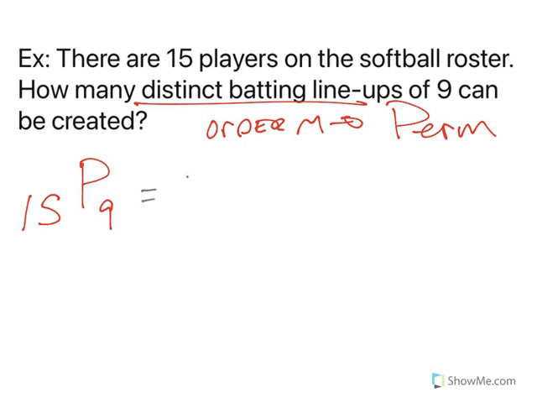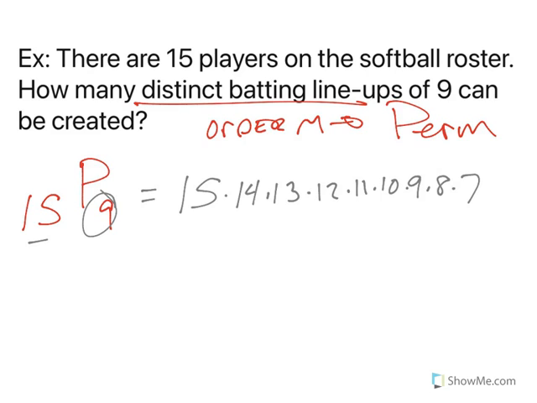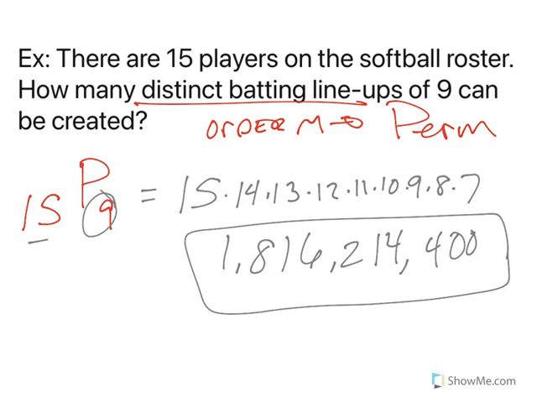Now, my shortcut for this is start with 15, think factorial. We're using 9 numbers. So 15 times 14 times 13, 12, 11, 10, 9, 8, 7. You might also have a permutation button, which would be great. But if you multiply all these together, you get 1,816,214,400. This is how many different batting lineups you can use when you have 15 players to choose from and you only need to bat 9 of them. This is distinct, different orders.